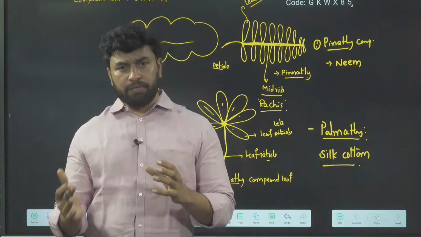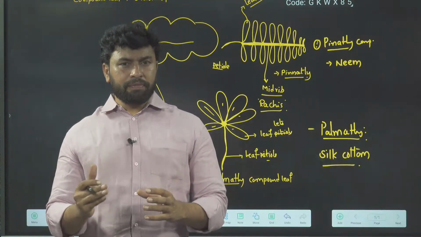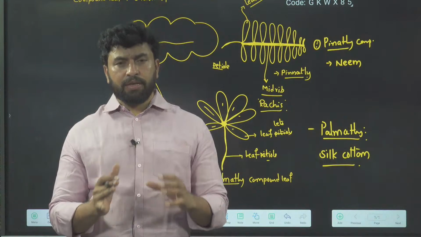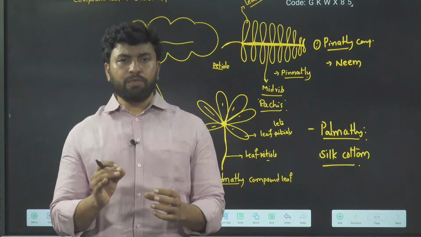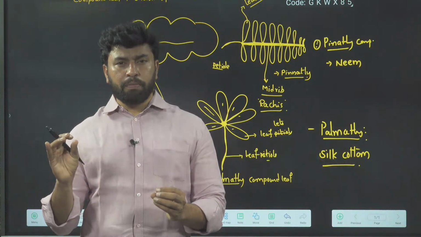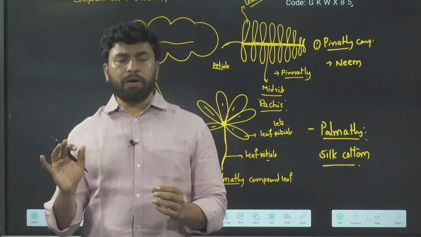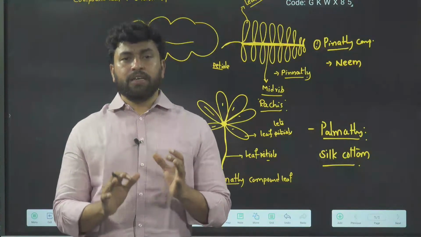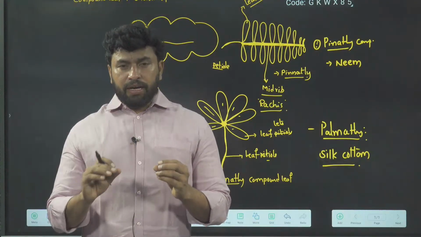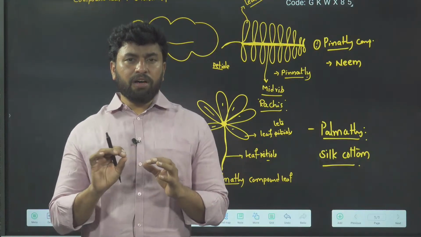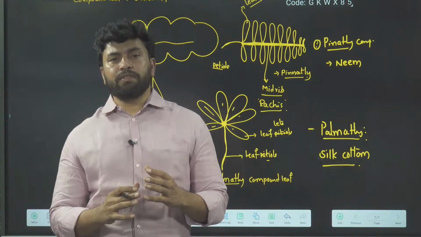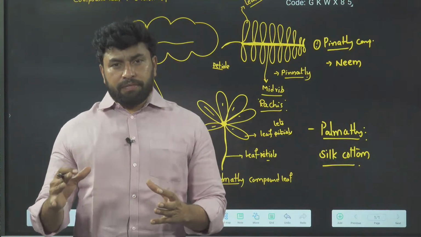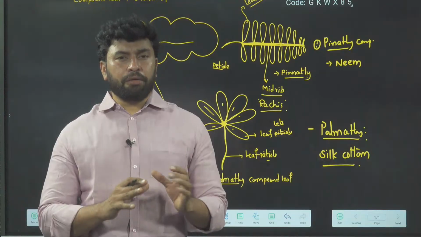Next, compound leaf. If you take a compound leaf, first rule is its lamina must be incised. Lamina must be divided into small individual parts. Each individual part of a lamina is called leaflet. In that case, if all these leaflets are attached to midrib, which is an elongated midrib, such kind of compound leaf is called pinnately compound leaf. Best example, neem.